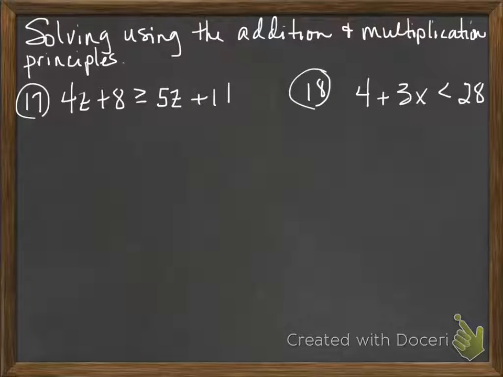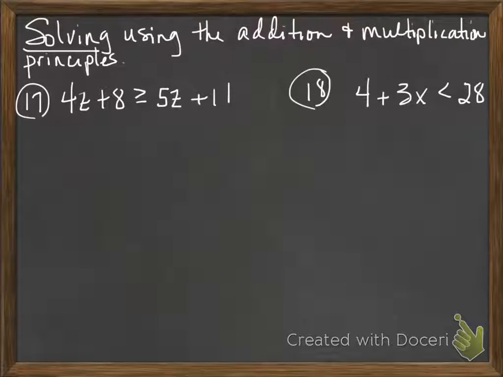The next set of directions say solve using the addition and the multiplication principles. It really just means solve. Addition and multiplication principles, they're the same rules. If we're solving an inequality, we solve that just like an equation. The only thing we have to be concerned about is if we ever multiply or divide by a negative number, the inequality sign has to flip, has to change. So we're going to work these just like equations.